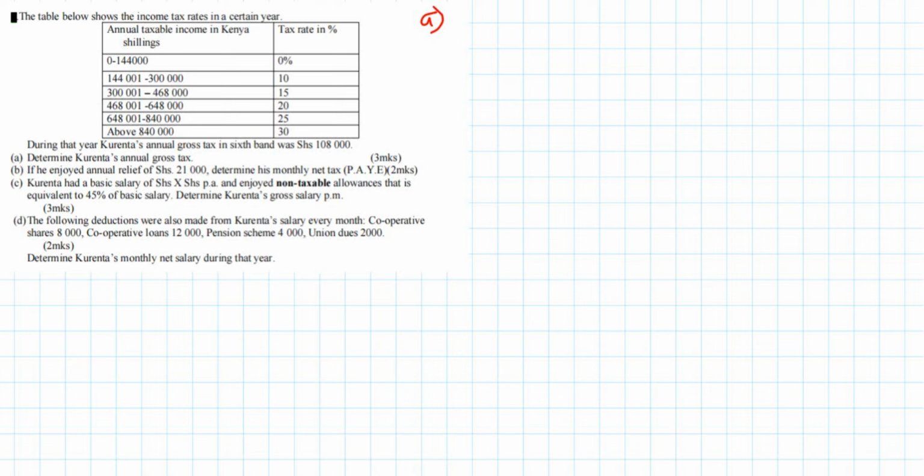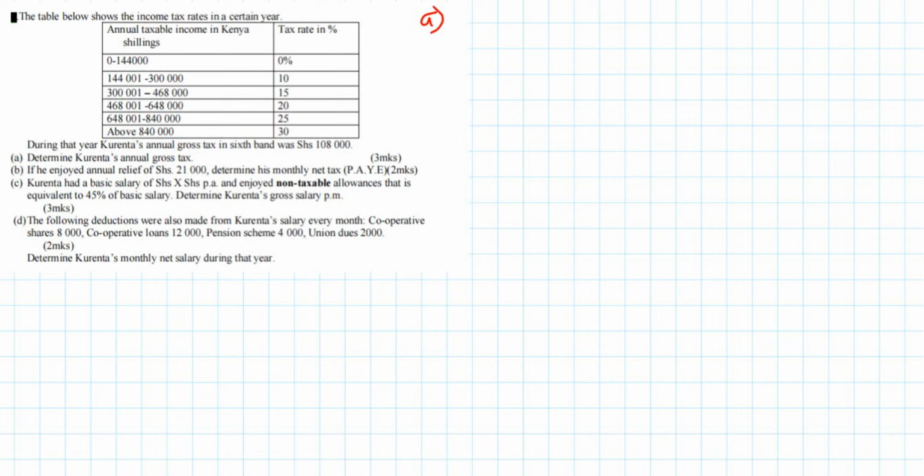So in our eighth and last question, still on income tax or pay, we are told that the table below shows the income tax rates in a certain year. So note here that in our table, annual taxable income in Kenya in shillings and tax rate in percentages. So note that the taxable income is for the whole year. Then during that year, Currenta's annual gross tax in the sixth band was 108,000. So this was the tax that he was supposed to pay in the sixth band.